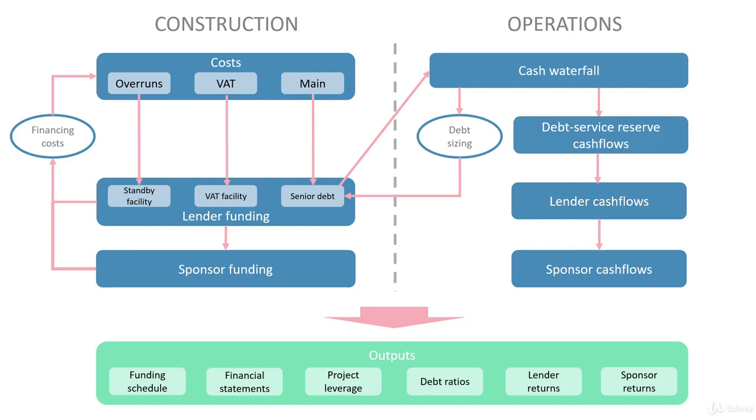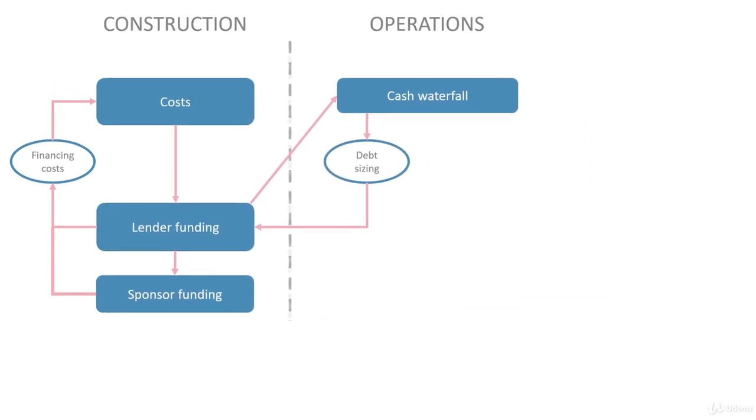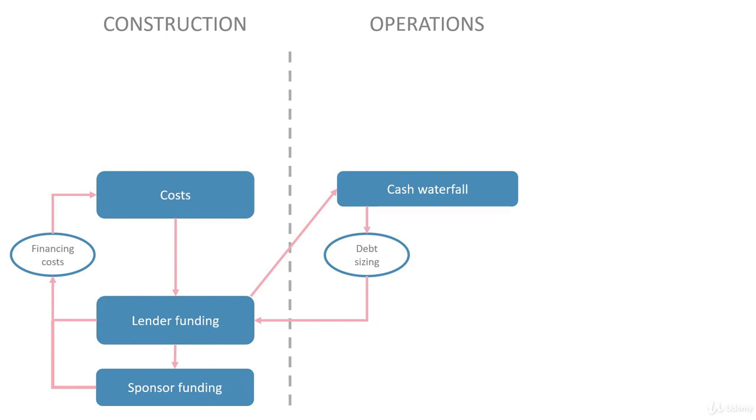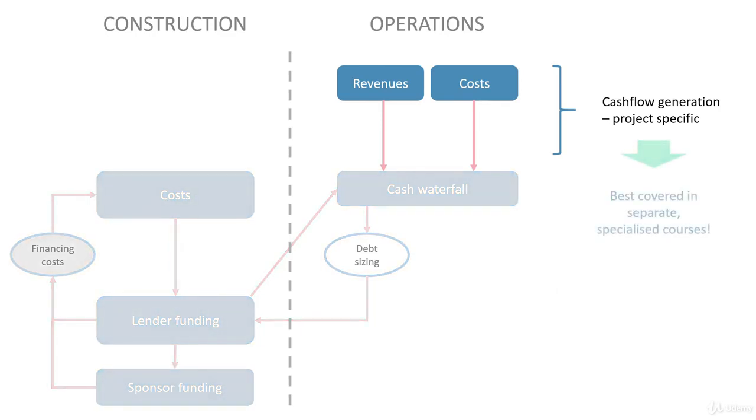Looking at this picture, you'll notice the focus is all on financial concepts and mechanisms. That's the knowledge which will be of most general use to you in the infrastructure space. Differences between infrastructure types tend to show up in the revenue and cost sections of the model rather than the financing calculations. So the various special considerations for each of these assets can be left for separate, dedicated courses.